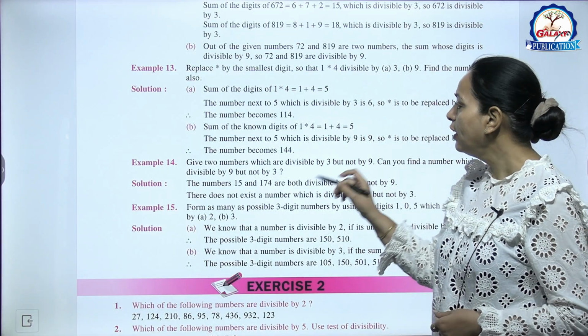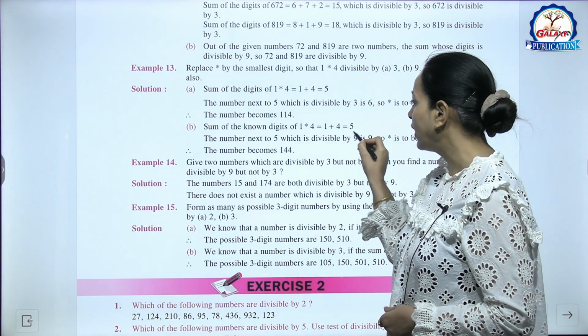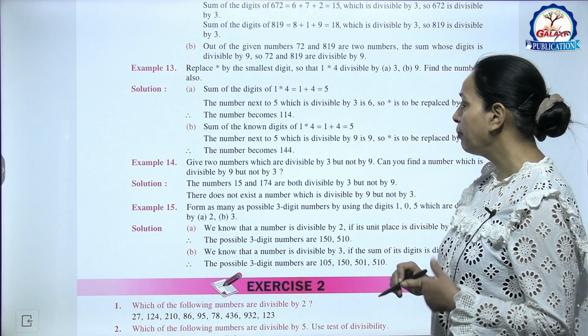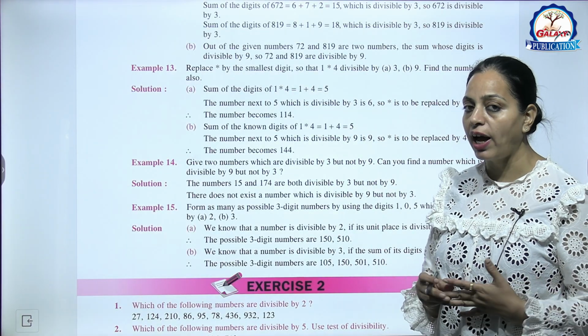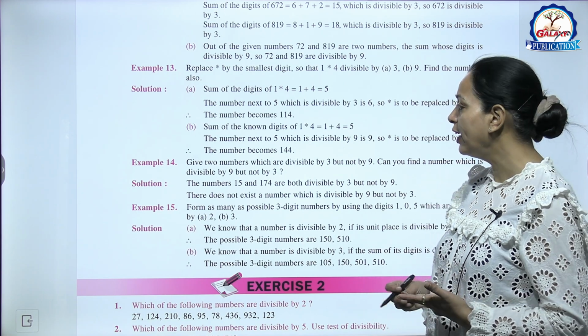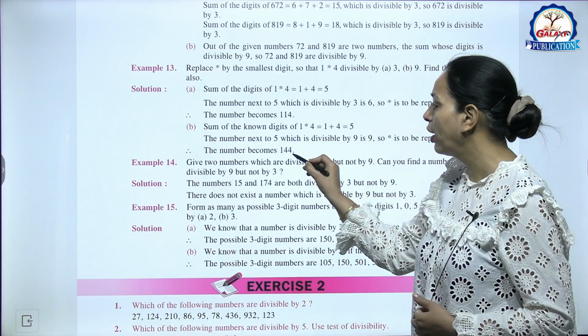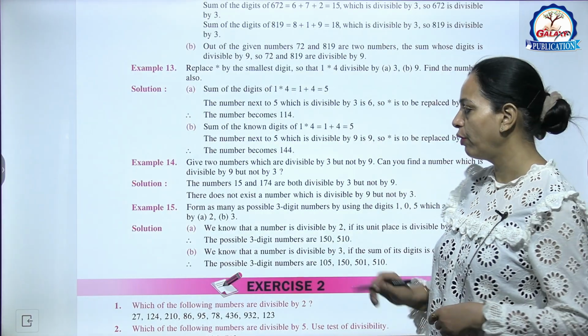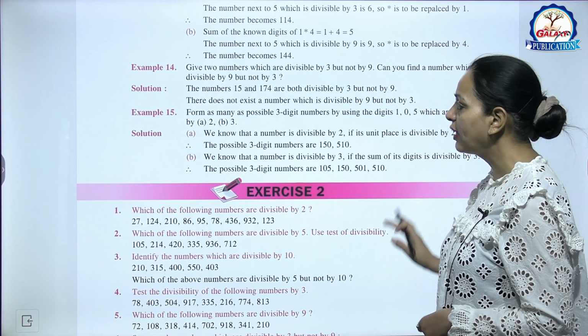Okay. Now for 9, here 1 plus 4, that is 5. अब 5 में हम क्या ऐड करें कि सम जो है वो 9 का मल्टीपल बन जाए. तो 5 में हम 4 ऐड कर दें. So the number becomes 144, right? So I hope these are clear to you.